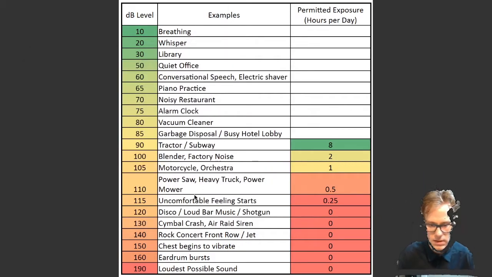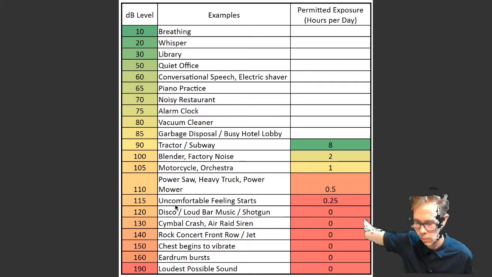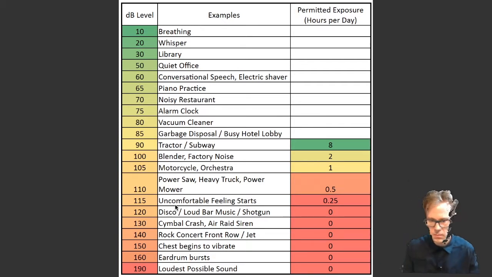So 116 would be above the level of pain. So that's a perfectly good dynamic range for digital audio. If you can go as quiet as whispering all the way up to the threshold of pain, that's going to be a very good range of loudnesses that you could encode with a 16-bit digital audio system.